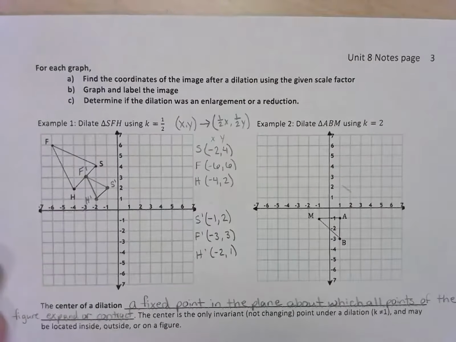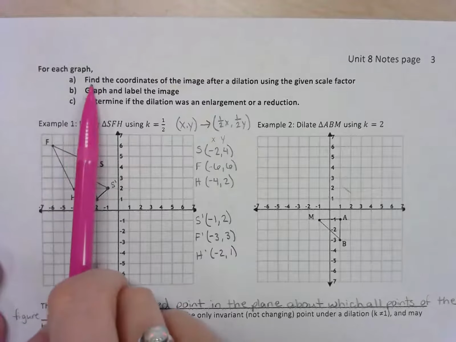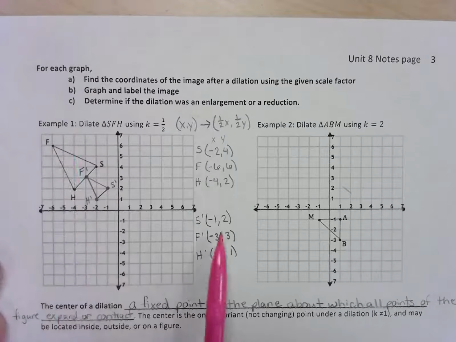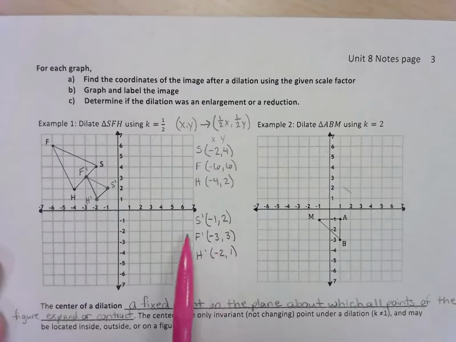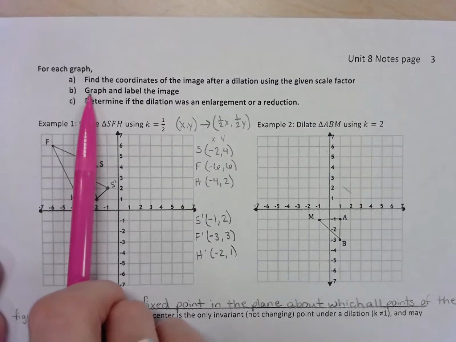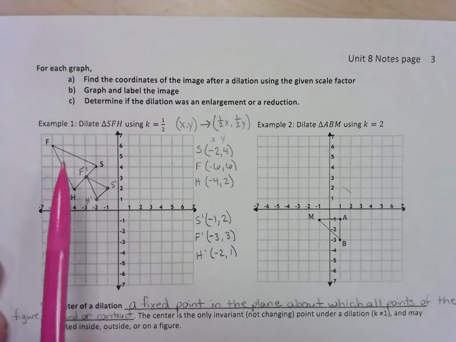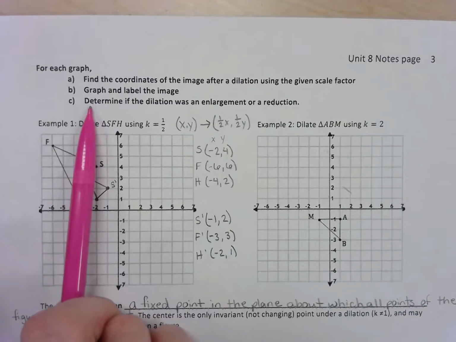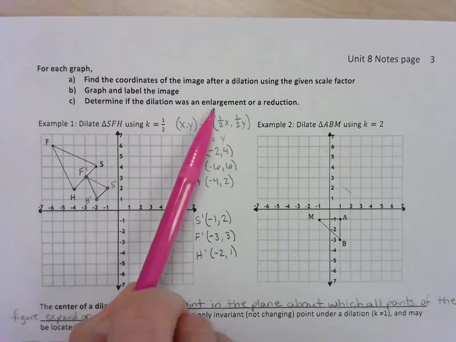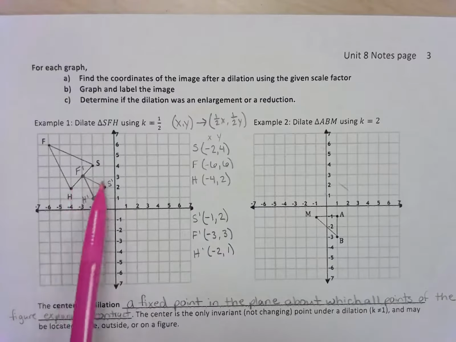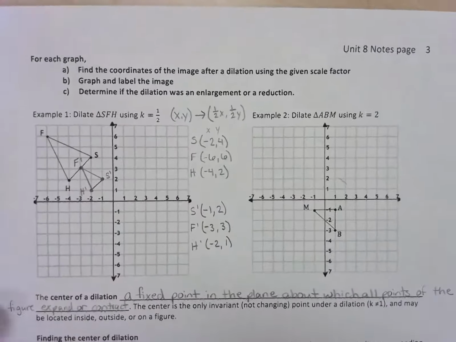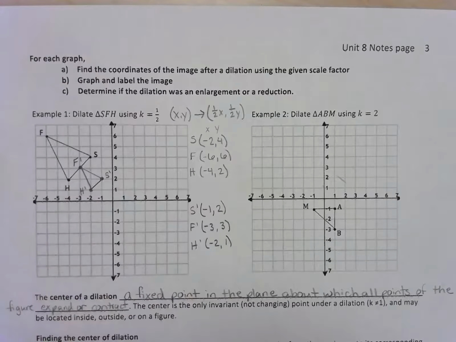And be sure to answer the last part. We have found the coordinates of the image after the dilation. That was S prime, F prime, and H prime. We graphed and labeled our image, and now we need to determine if the dilation was an enlargement or a reduction. We've already seen that it is a reduction because our scale factor was less than 1.